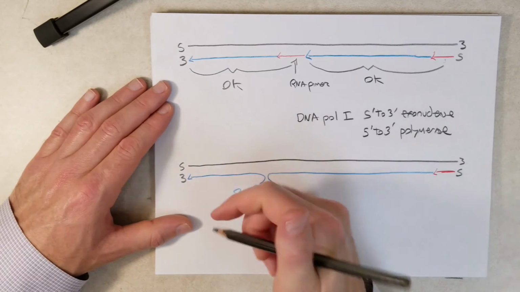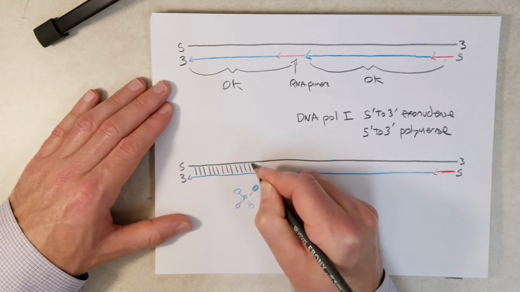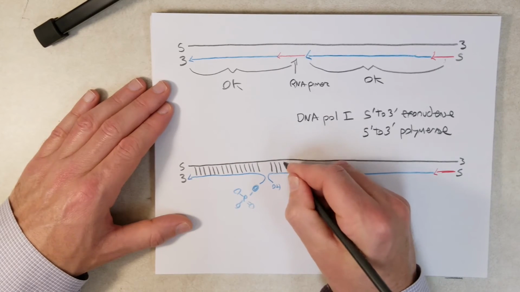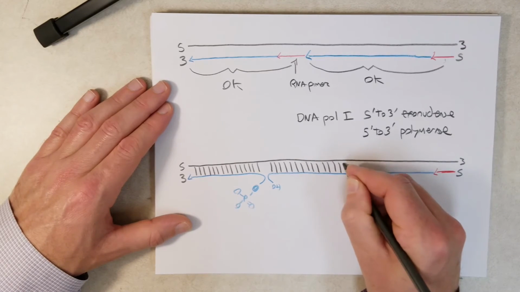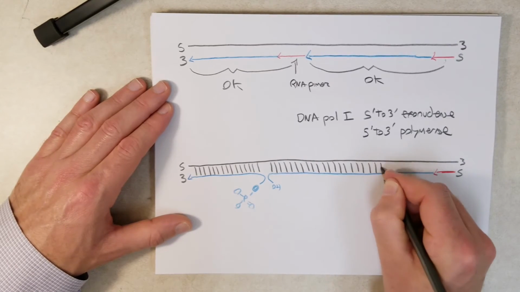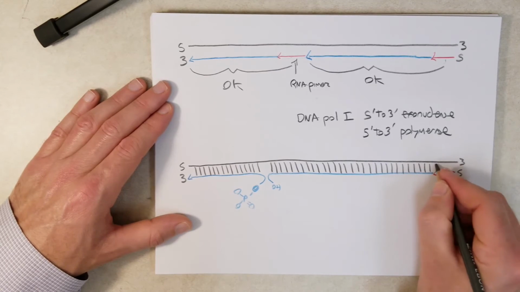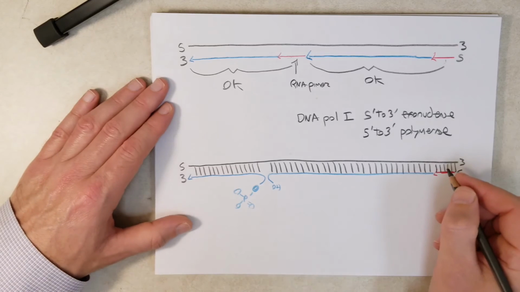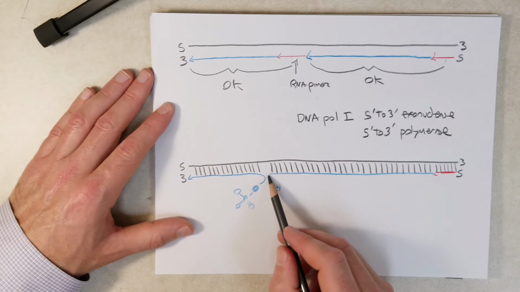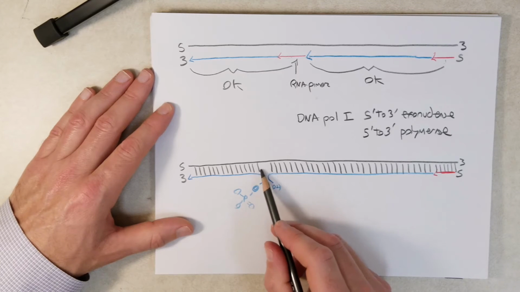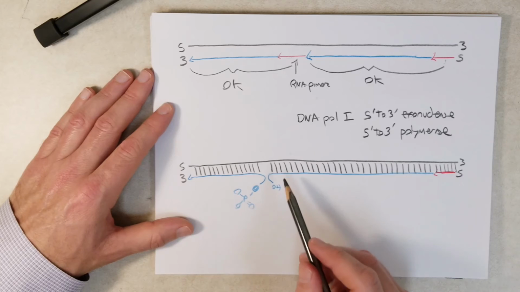Okay, so what is a nick? A nick is essentially just a break in the phosphodiester backbone of a double-stranded DNA molecule. So all the nucleotides are there. If any nucleotides were missing, that would be a gap. So all the nucleotides are there. We're just missing a phosphodiester linkage between these two adjacent nucleotides right here in this strand.